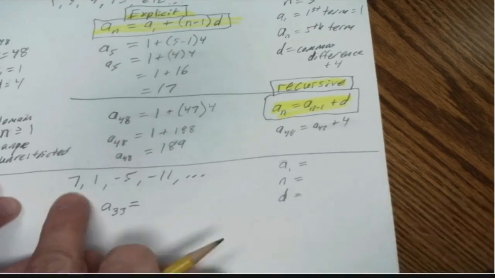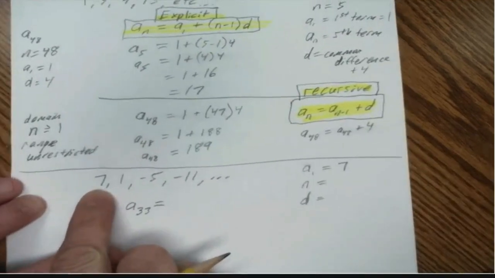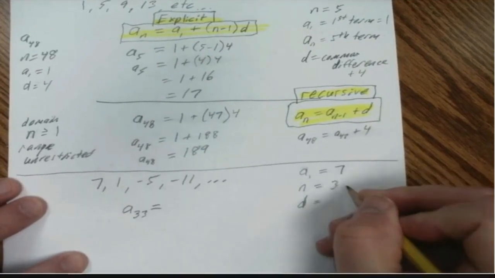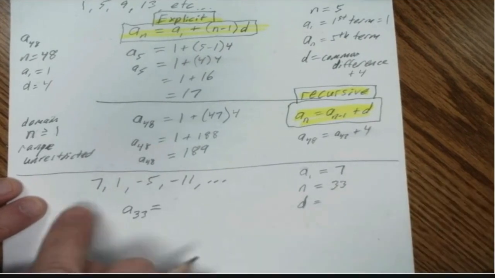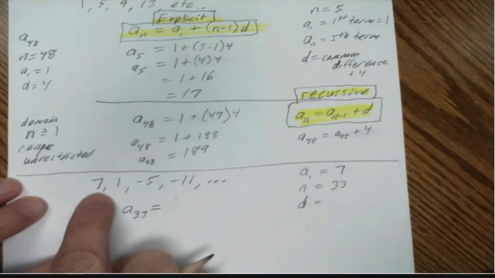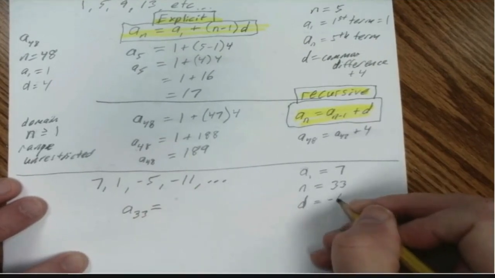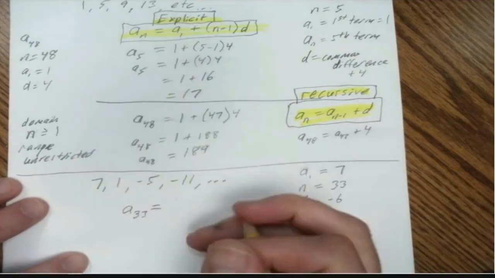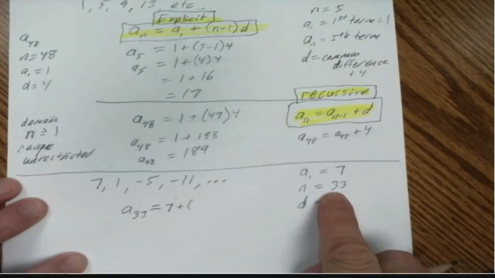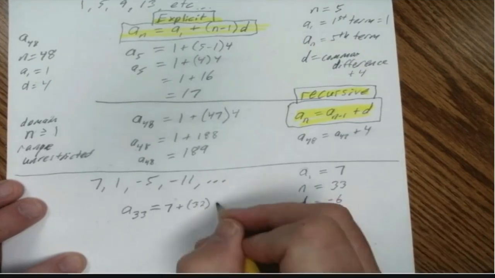We're going to go ahead, and so A1 is 7 in this case. Our first term is 7. That's what A1 is. Our N is 33 because we want to find the 33rd term. And our difference, it's going down 6 each time. Right? 1 minus 7 is -6. -5 minus 1 is -6. -11 minus -5 is -6. So -6 is our difference. So this says our first term is 7 plus N minus 1. 33 minus 1 is 32. And our common difference is -6.